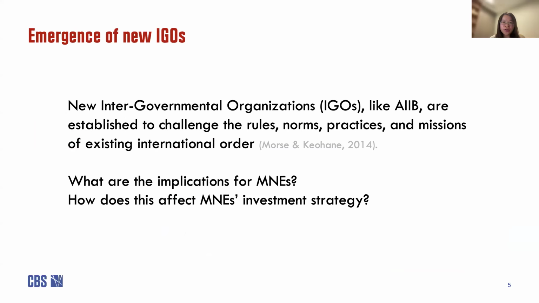So here we argue that the AIIB represents a new type of intergovernmental organization, or IGO for short. These new IGOs are established by emerging countries to challenge the existing international order. This really complicates the picture. Do they offer the same benefits to the global economy as existing institutions, like the World Bank and the IMF? Or do they offer something different? So what is the implication here for multinational firms? If anything, multinational firms are right in the forefront of being affected, maybe much faster and much more than domestic firms. So how does this really affect M&A investment strategy?